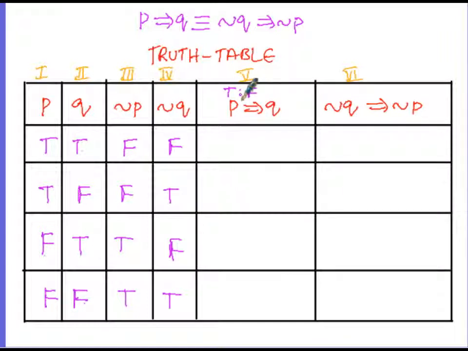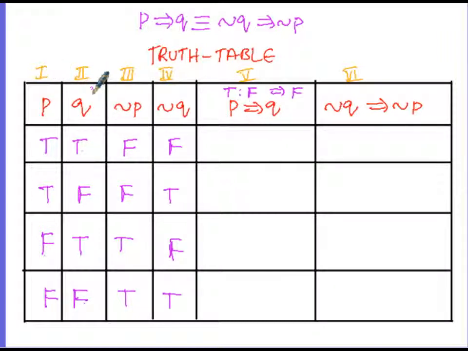So here, if the first statement is true and the second statement is false, then the conditional, that is P implies Q, will be false. That means a true statement does not imply a false statement. So here let us see under P as well as Q.